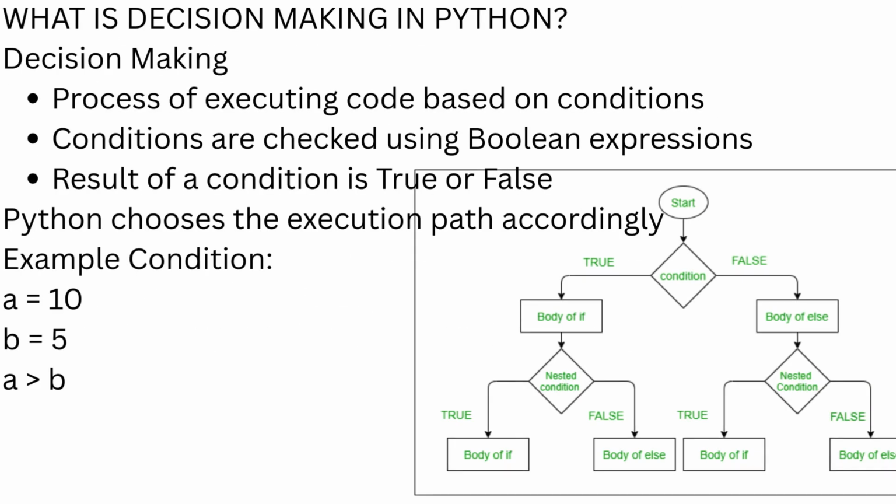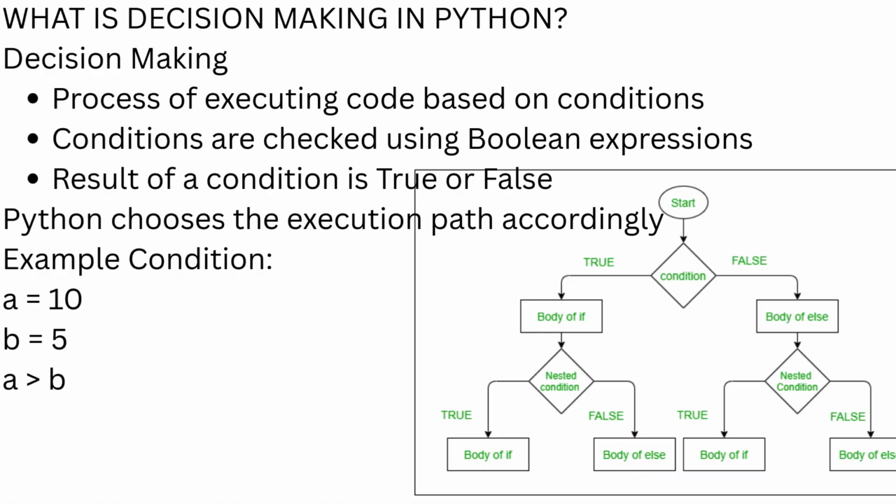Decision-making in Python means that the program can take different actions based on conditions. A condition is an expression that is evaluated as either true or false. Python checks this condition before executing the code. If the condition is true, a particular block of code is executed. If the condition is false, that block is skipped or an alternative block is executed.